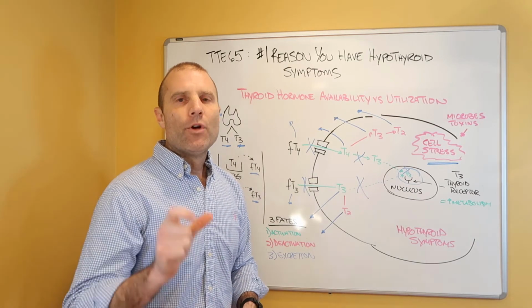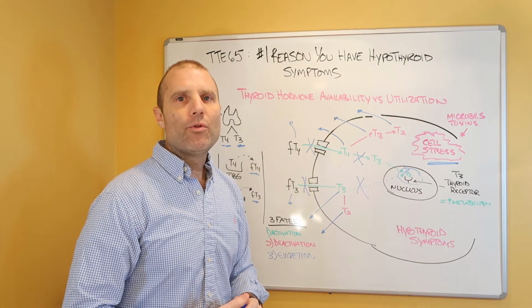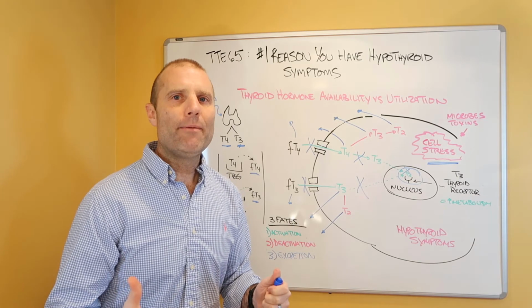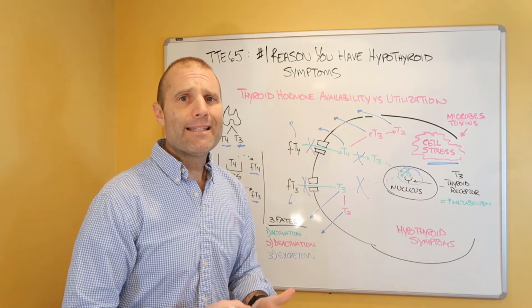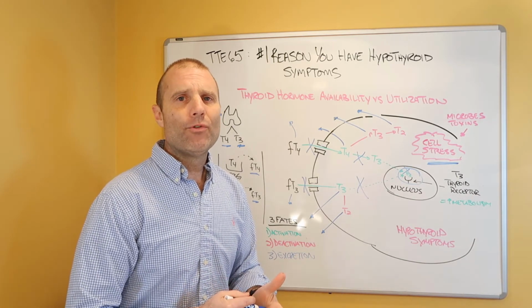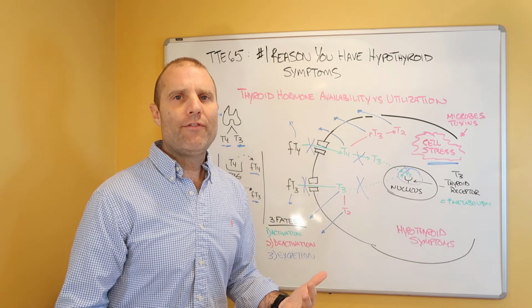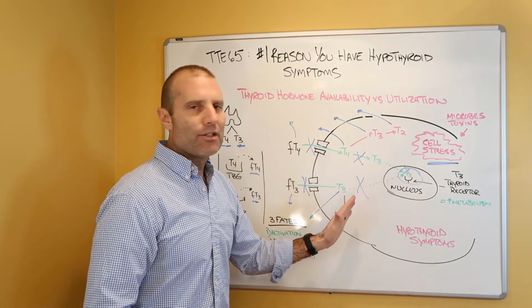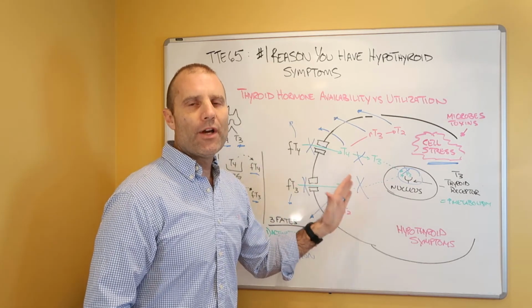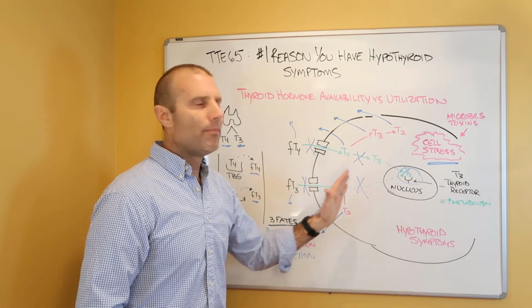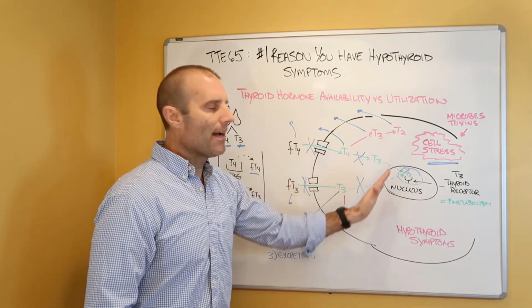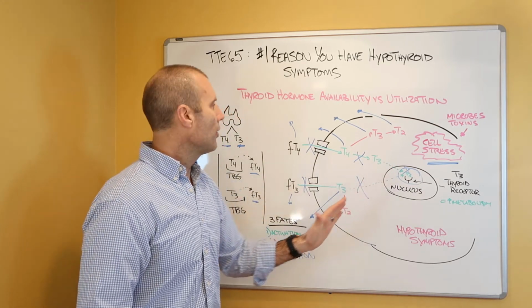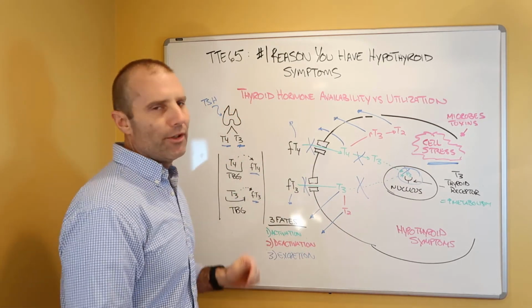So hopefully that answers some of your questions about how you can still have hypothyroid symptoms when TSH, T4, and T3 are normal, when your gland is functioning fine. This step, this deactivation and excretion, occurs away from the thyroid gland. All of this lack of activation of thyroid hormone occurs away from the thyroid gland.